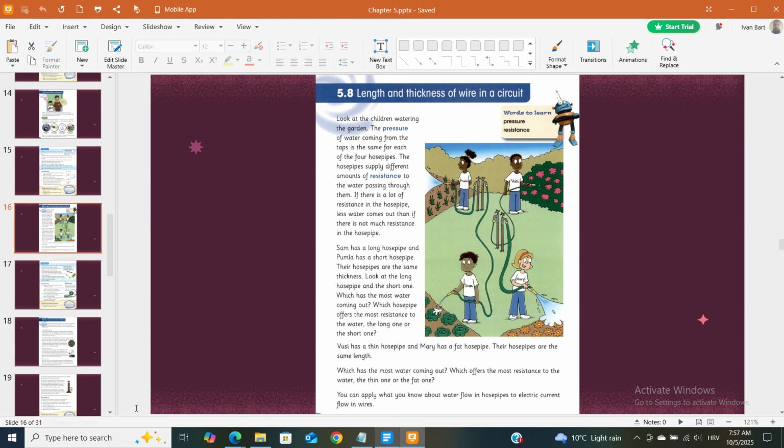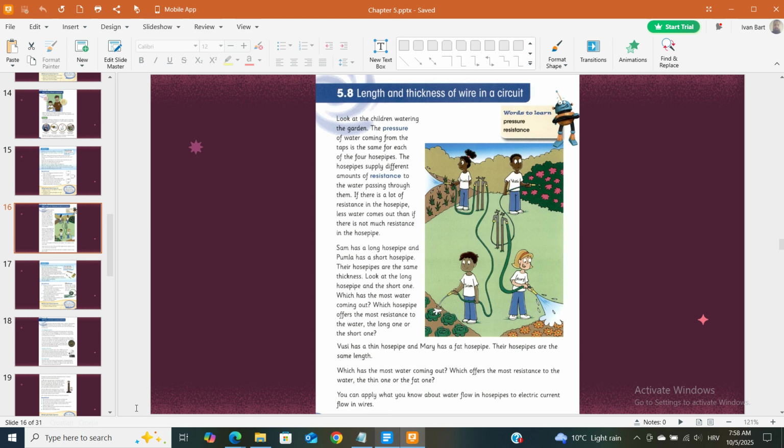Sam has a long hose pipe and Pamela has a short hose pipe. Their hose pipes are the same thickness. Look at the long hose pipe and the short one. Which has the most water coming out? Which hose pipe offers the most resistance to the water, the long one or the short one? Words to learn. Pressure. Resistance.